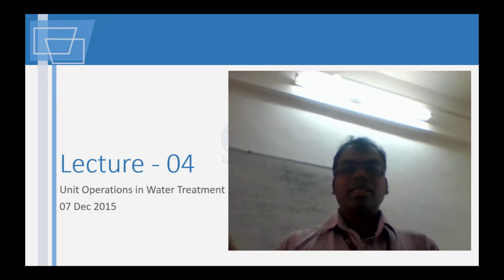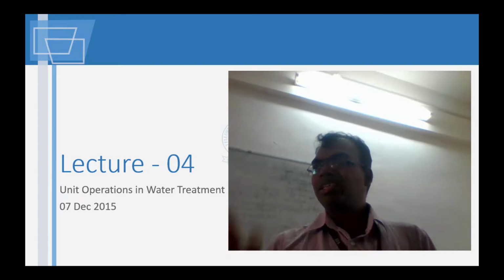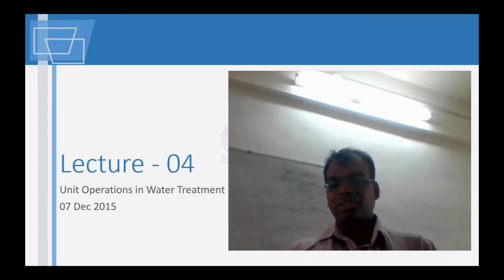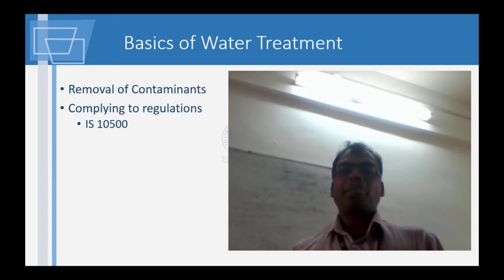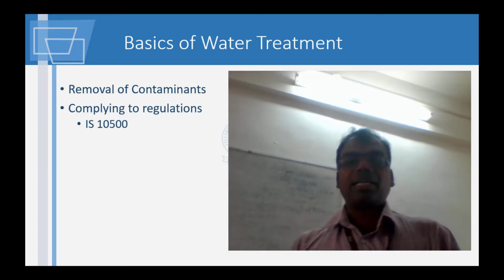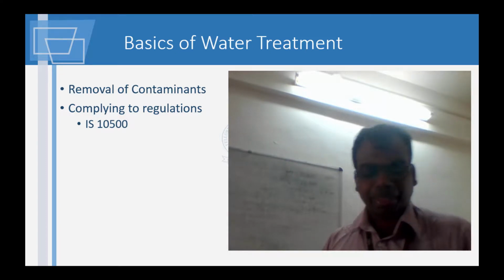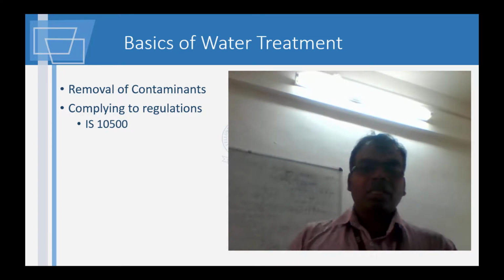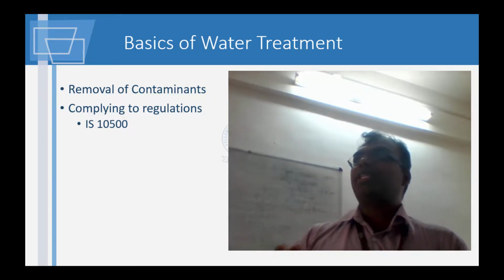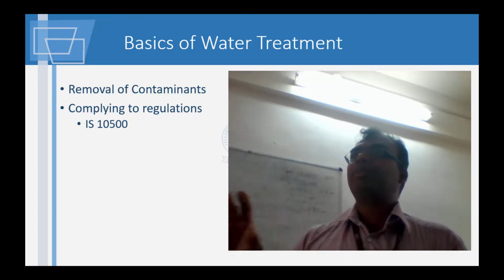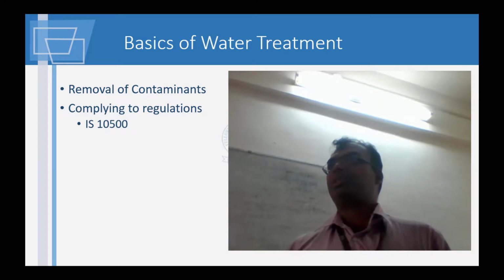Every operation you do here goes as a unit. So it's one batch which is going to do the work. These are the basics of water treatment. We are going to remove the contaminants, and then we are going to comply with the regulations. The regulation we follow is 10,500. This 10,500 has all the limits of the various pollutants.